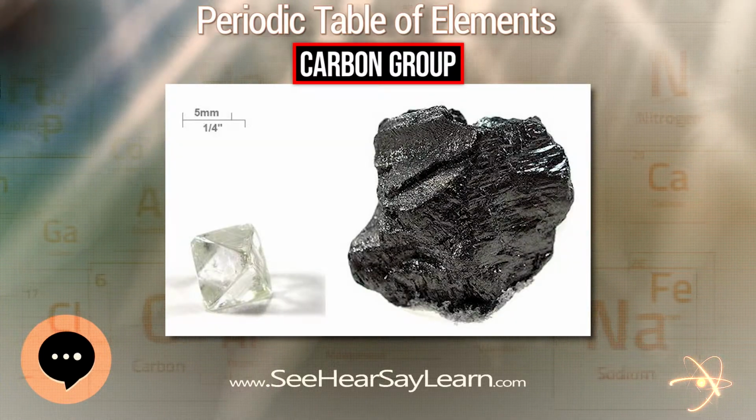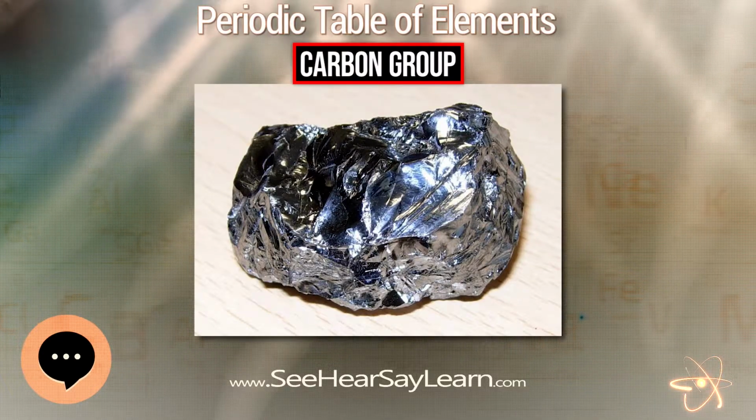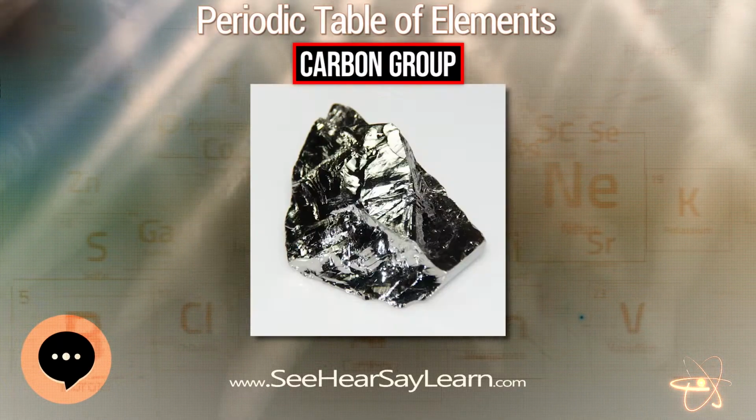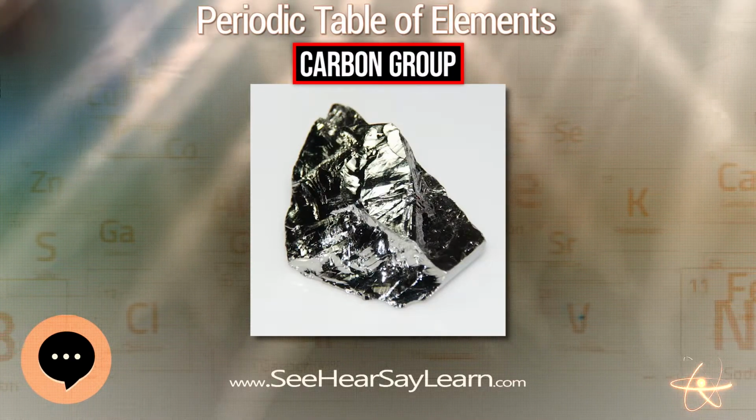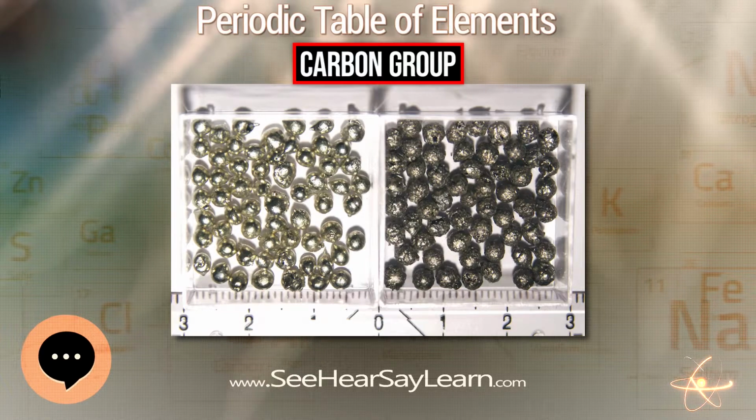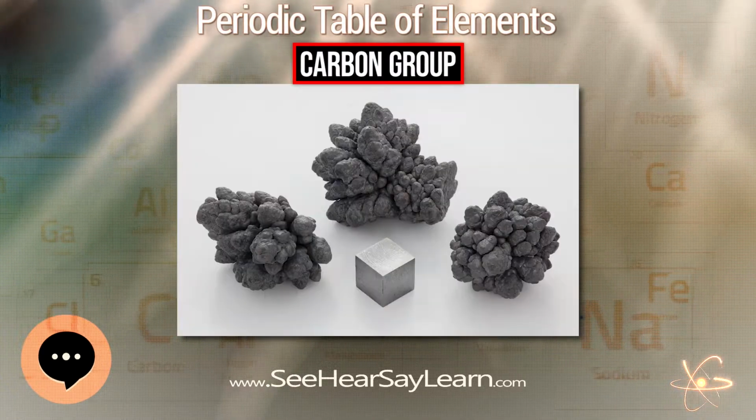There are 15 known isotopes of carbon. Of these, 3 are naturally occurring. The most common is stable carbon-12, followed by stable carbon-13. Carbon-14 is a natural radioactive isotope with a half-life of 5,730 years.